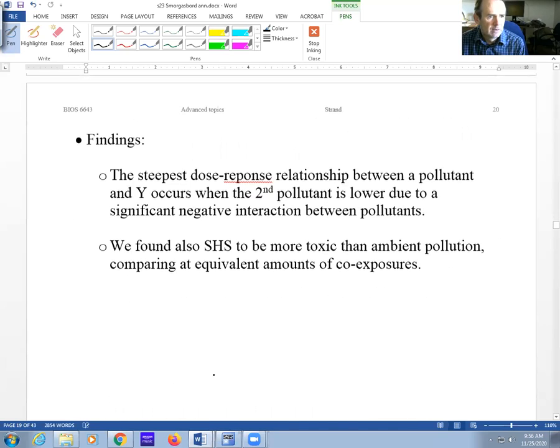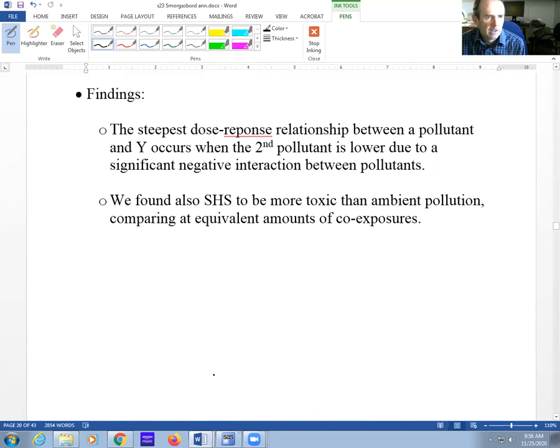And what we come up with, and this is what I described a little bit before, we saw that the steepest dose response relationship between a pollutant and health outcome occurred when the second pollutant was lower, which occurred because there was a significant negative interaction between the pollutants. We also saw that cigarette smoke was actually more toxic than ambient air pollution, at least in this area where the kids did the study here. And if you're interested, I can forward you a paper that we just had published on this.